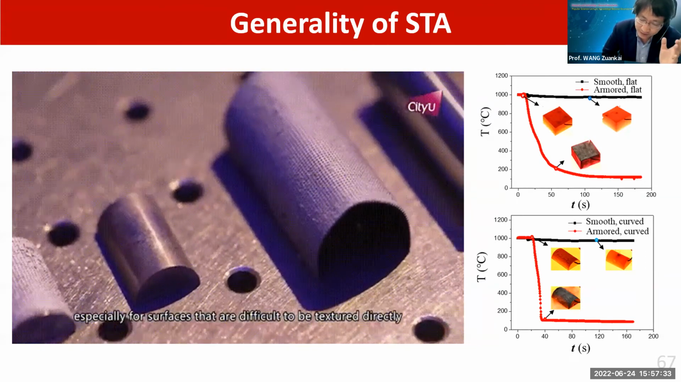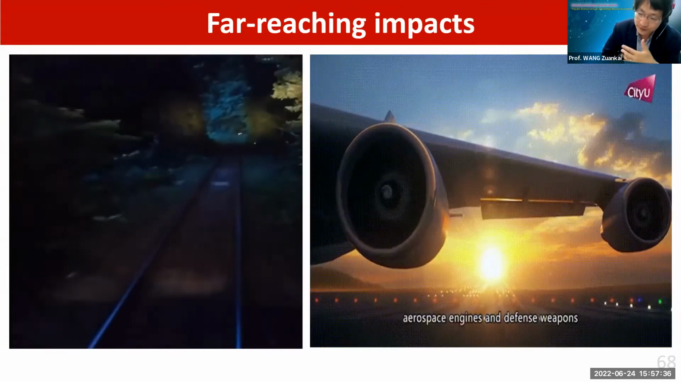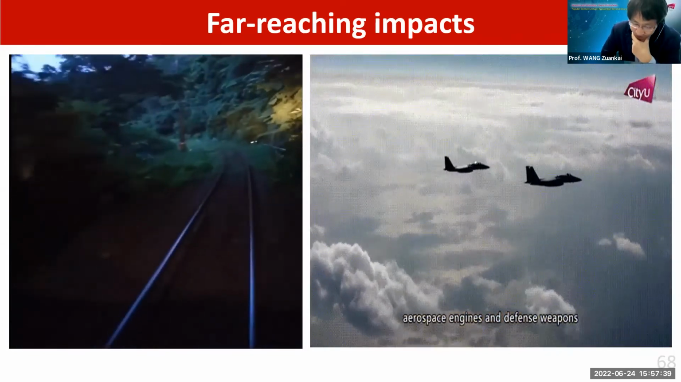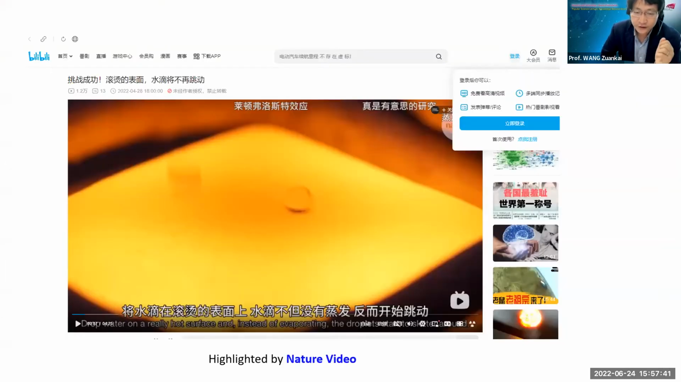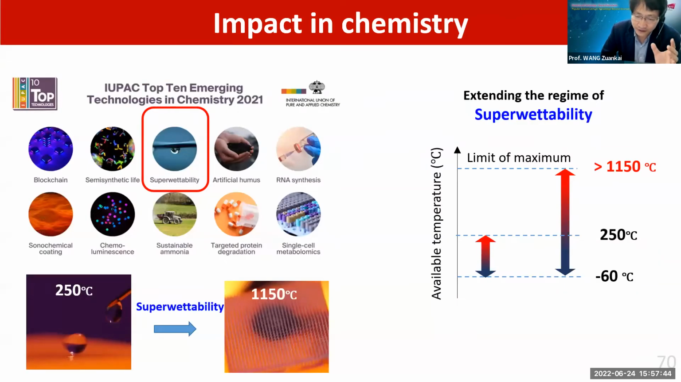So I think the application is very broad, especially in harsh environments involving high temperature. I think fundamentally we solve a challenge about superwetting. As I mentioned, superwetting was a top 10 emerging technology in chemistry last year, but superwetting only occurs at a very narrow temperature range. But for the first time, we achieve superwetting at a temperature of more than 1,000 degrees. I think this phenomenon will open up many applications.